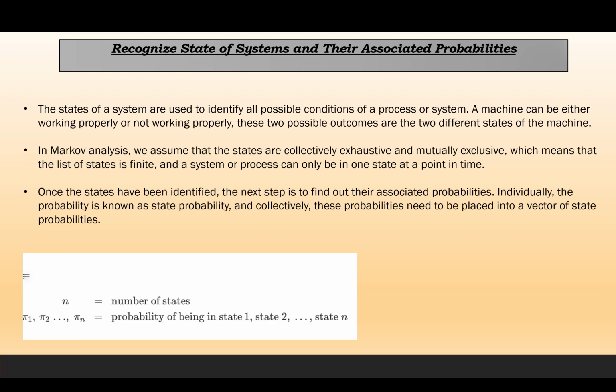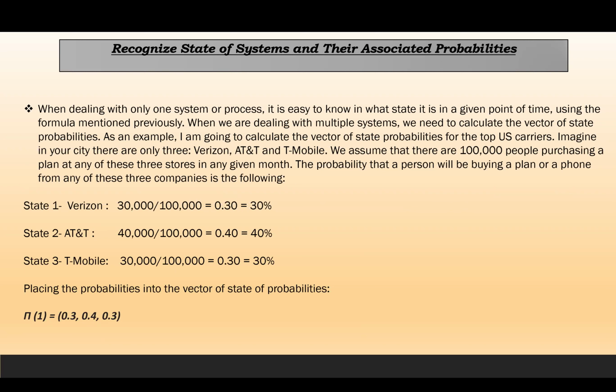When dealing with only one system or process, it is easy to know what state it is in at a given point in time using the formula mentioned previously. But when we're dealing with multiple systems, we need to calculate the vector of state probabilities. As an example, I'm going to calculate the vector of state probabilities for the top US phone carriers. Imagine that in your city there are only three: Verizon, AT&T, and T-Mobile.